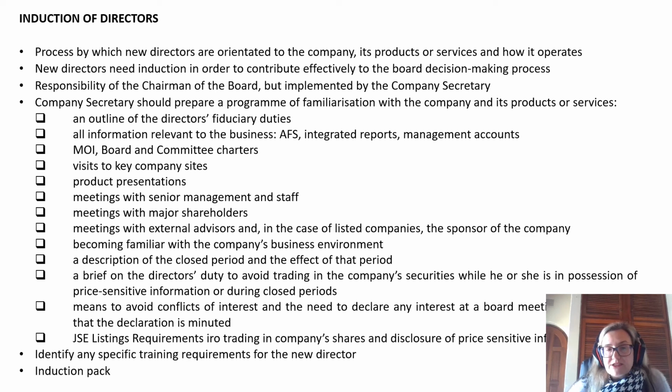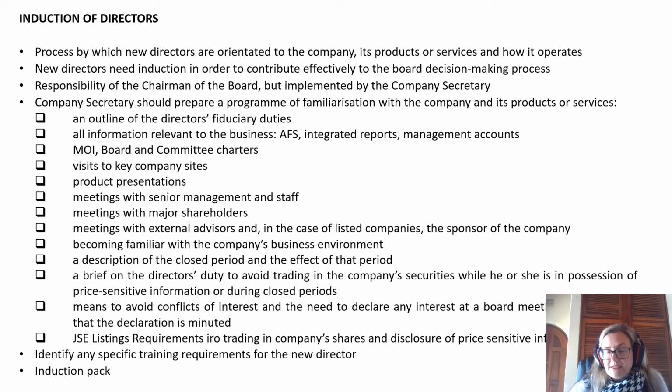In meetings with external advisors, in the case of listed companies, particularly the sponsor, which is the company that is the sort of intermediary between the JSE and the listed company, make sure that this director understands the listings requirements. Make sure that the director is familiar with the environment in which the company operates, particularly if they don't come from that industry. So you may have a specialist accountant, but they haven't worked in, say, construction before, so they need to be brought up to speed with everything related to that industry.